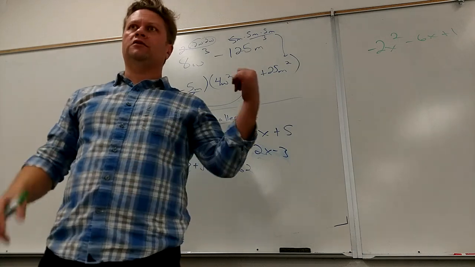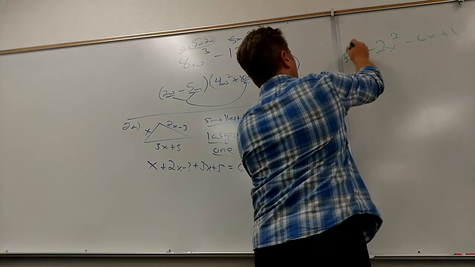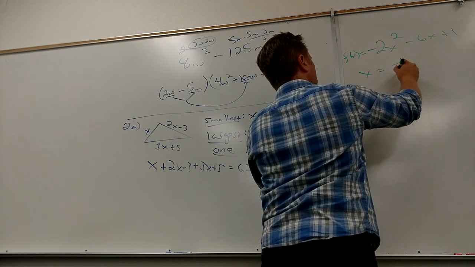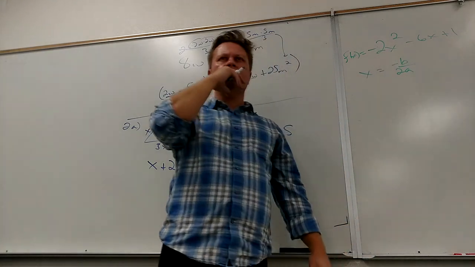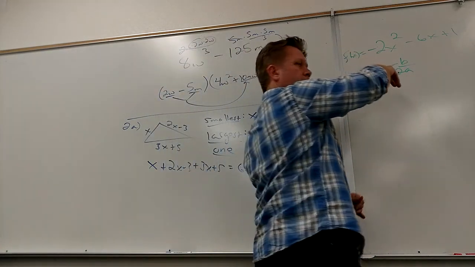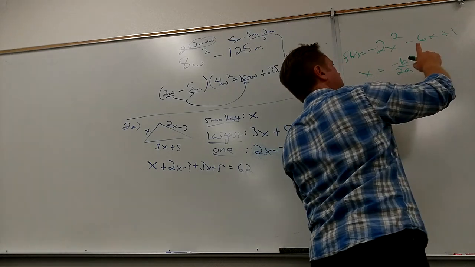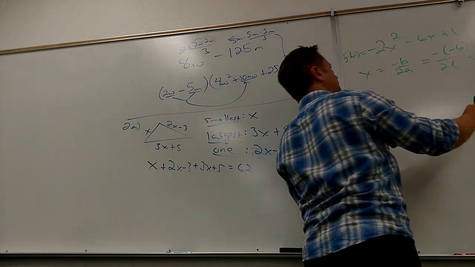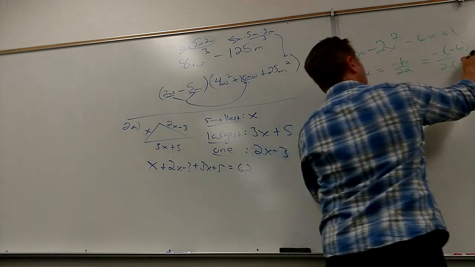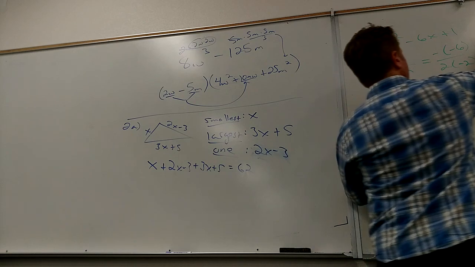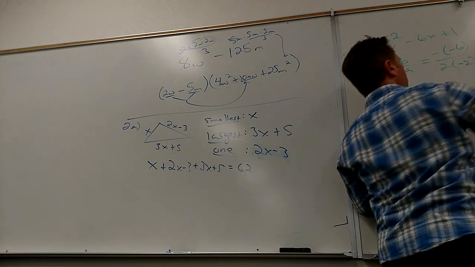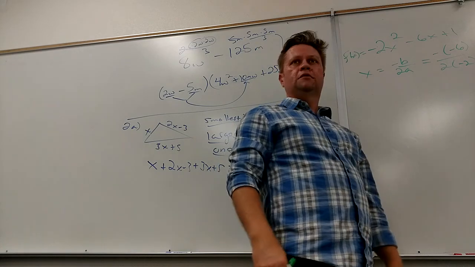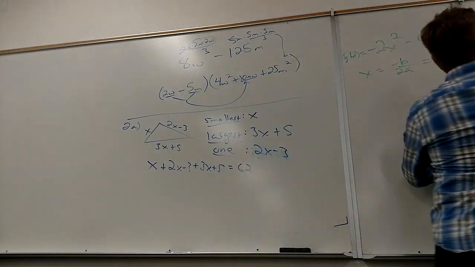What's the shortcut to find the vertex? Negative b over 2a. So that's the x piece. So what's b? Negative 6, over twice a. What's a? Negative 2. So you get 6 over negative 4, which is 3 over 2. Yes, negative 3 halves.